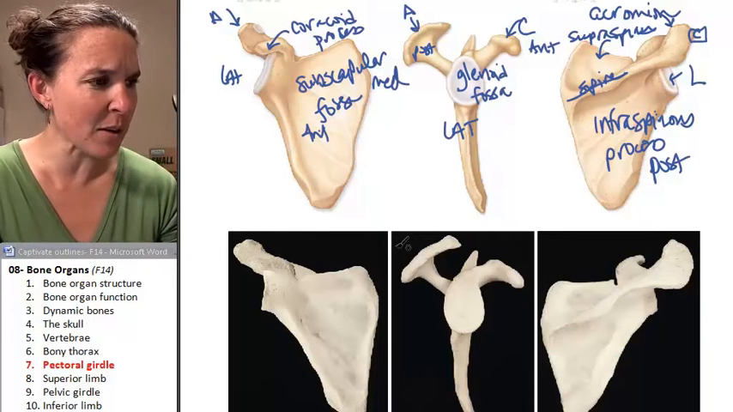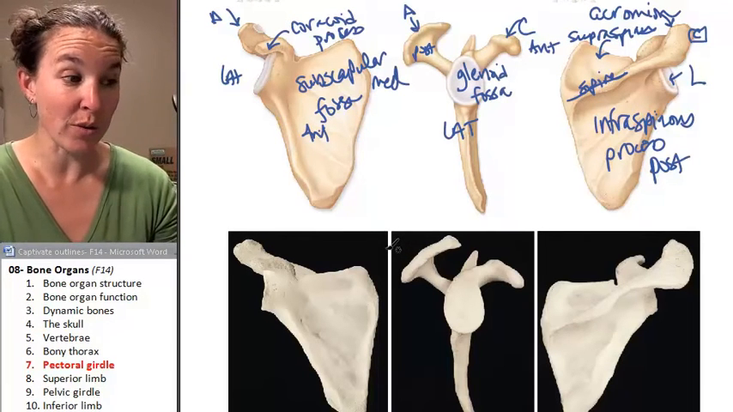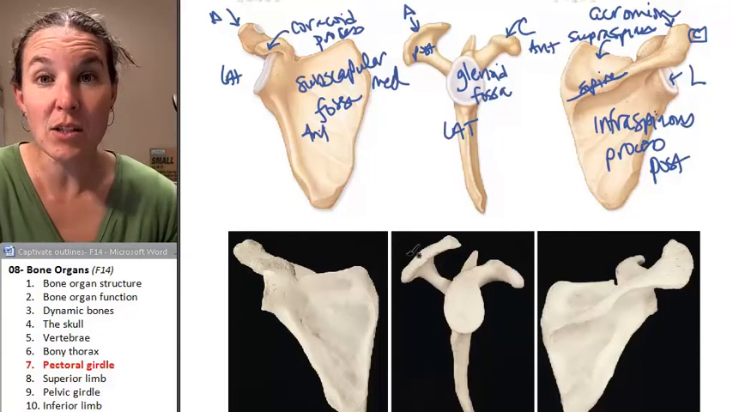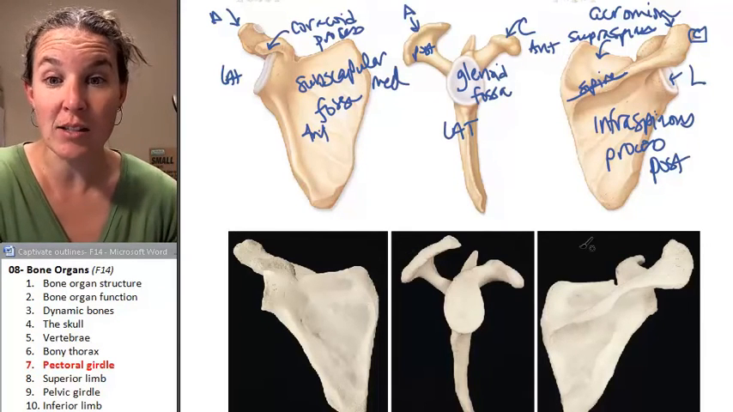I think that's everybody that we had to do for the pectoral girdle. Next up is the superior limb, and there's lots of people there.